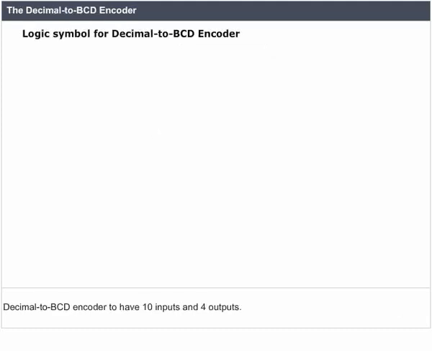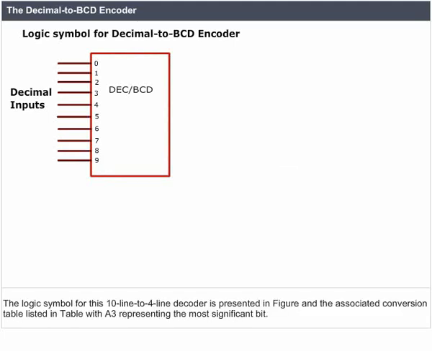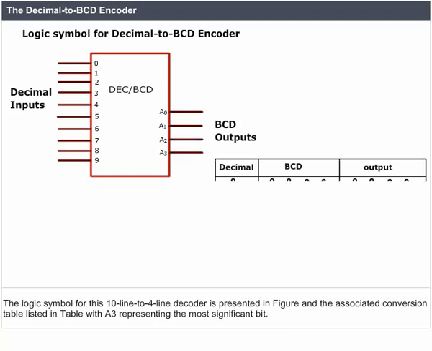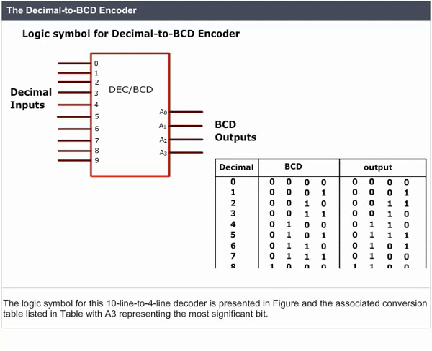The decimal to BCD encoder. The decimal to BCD encoder has 10 inputs and 4 outputs. The logic symbol for this 10-line to 4-line encoder is presented, and the associated conversion table is listed in the table, with A3 representing the most significant bit. Truth table for decimal to BCD encoder.